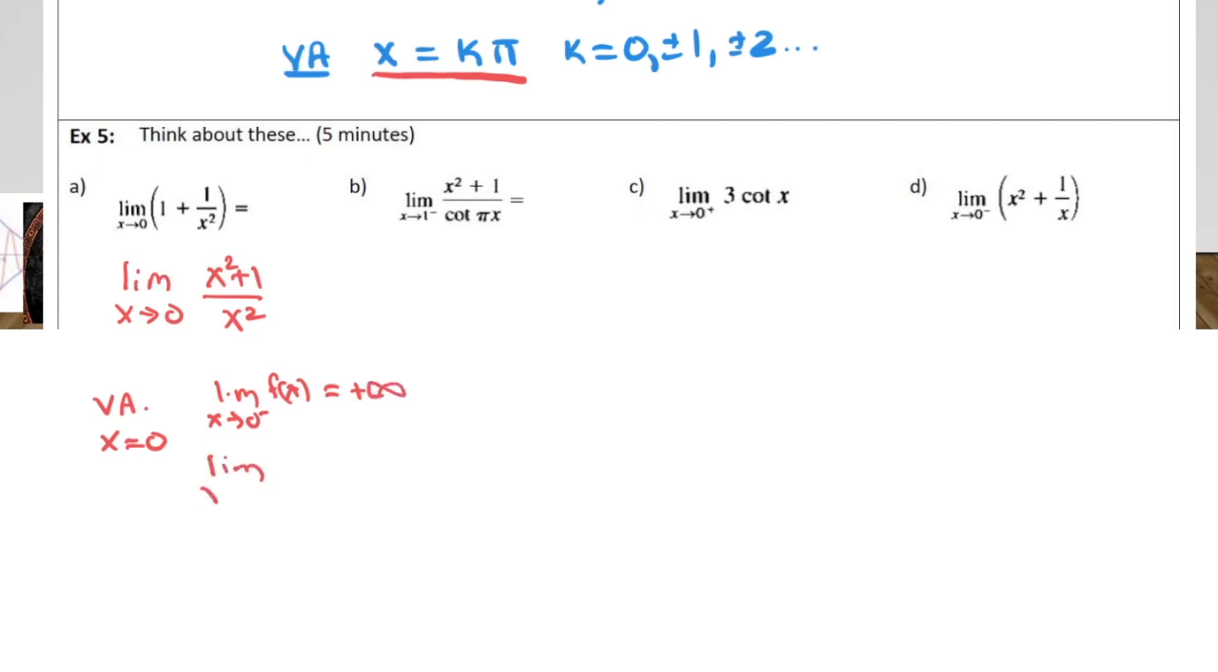And the limit as x goes to 0 from the right-hand side of f of x, if you put a positive again over a positive, it's heading towards positive infinity. So for question A, as you approach 0 from both sides, you're going to positive infinity.